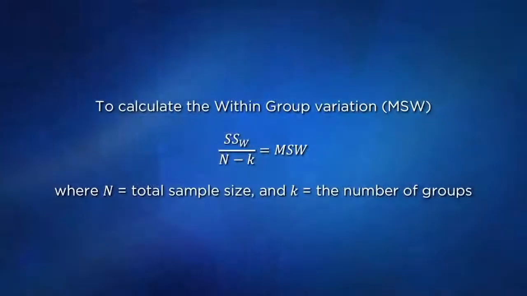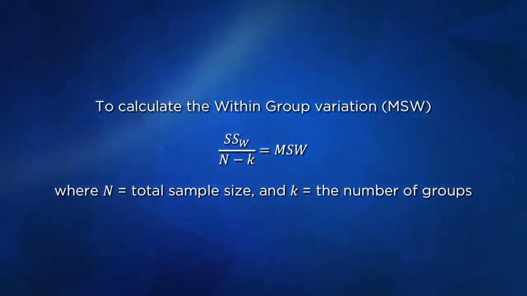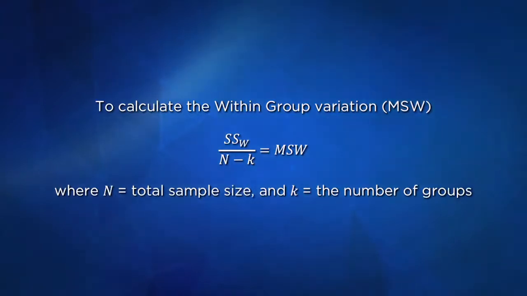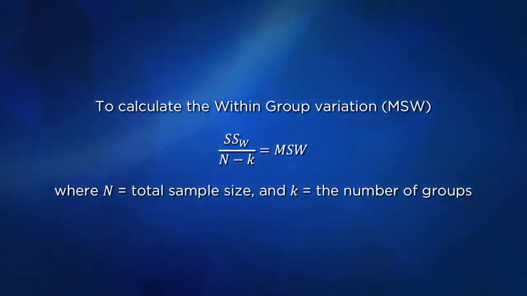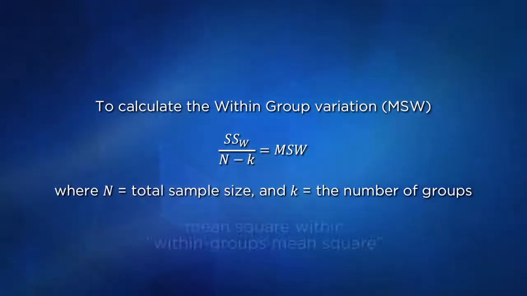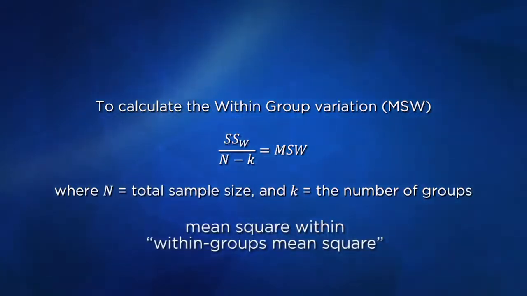Now, we assume the variance is approximately the same for each of our groups' populations. So first, we're going to combine the estimates of sigma squared across the groups, and we're going to use an overall estimate for the common population variance. Now, here's how we actually calculate that within group variation. We take our sum of squares within, and we divide by n minus k, where n is the total sample size, and k is our number of groups. This is equal to what we call the MSW. That literally means the mean square within. It's also called the within group mean square.